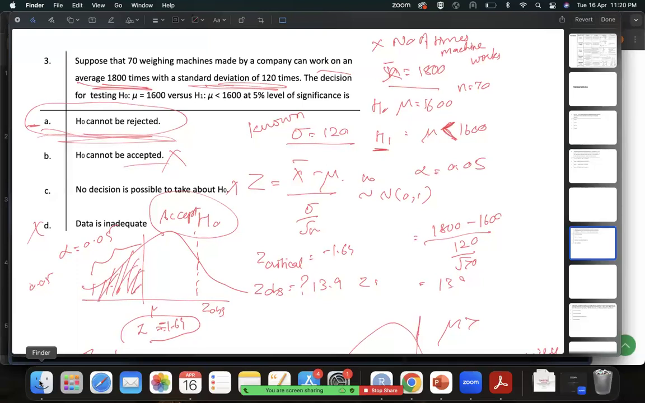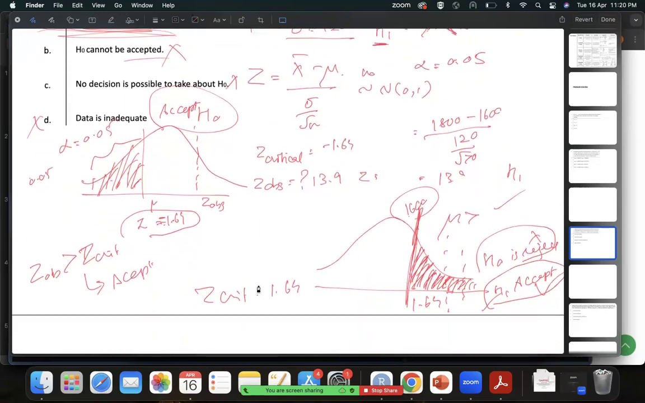So let's say your mu is 1600, it will be here. But your alternate hypothesis H1 in your other scenario says mu is greater than 1600. So this is your alternate hypothesis region, which is your null hypothesis rejection region. If you calculate Z observed, it is falling in this shaded region. So mu is greater than 1600 becomes true, your alternate hypothesis is true, so the null hypothesis is rejected. You accept your alternate hypothesis.